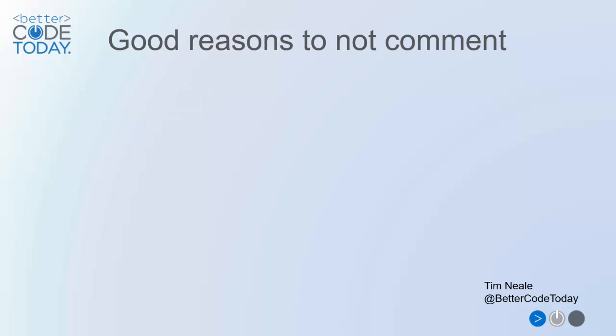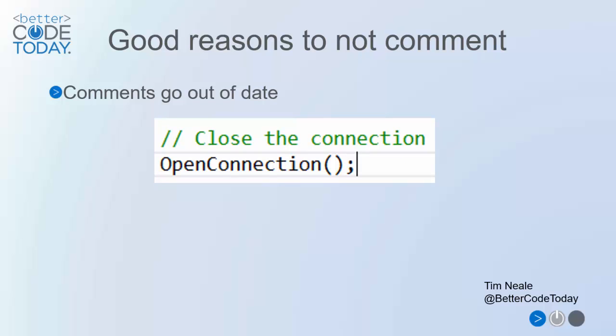Having said all that, there are some reasons why you might want to consider not writing code comments that have been put forward by developers I really respect, and I think we should take some time to consider them. Firstly, comments can go out of date. There are few things worse than finding a comment like this in your code base. Without the comment, the code would be perfectly understandable. It's clearly opening a connection to something. But with the comment, it just throws everything into confusion.